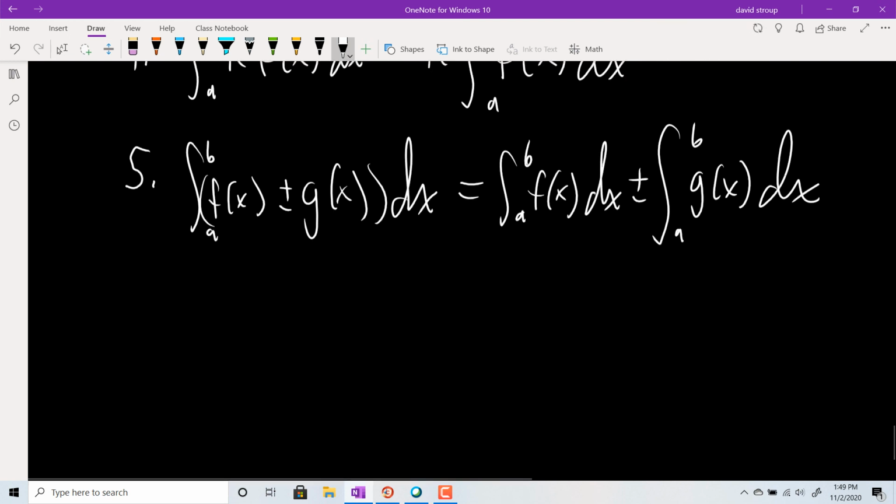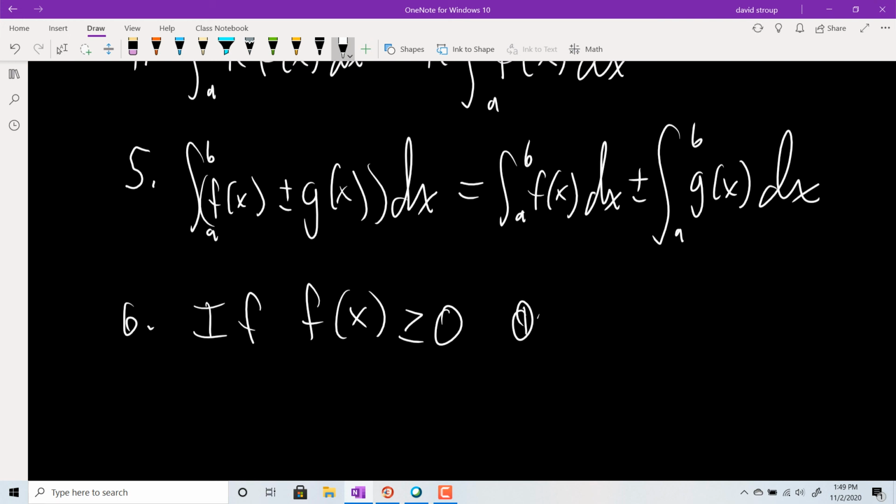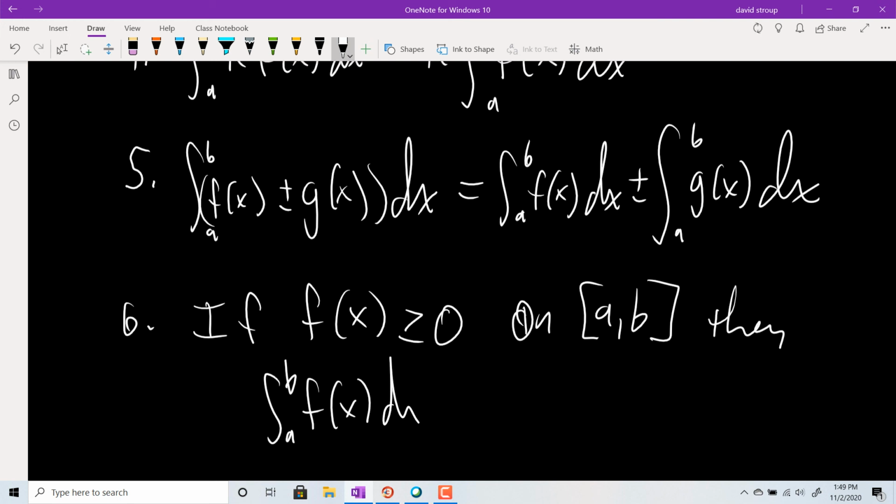What else? Some working with inequality statements. It'll come down to the idea that you can basically take the integral of both sides of an inequality, so long as it's the weak inequality, that'll work. If f of x is greater than or equal to 0 on your interval from a to b, then you could take the definite integral on both sides. The integral from a to b of f of x dx will be greater than or equal to the integral of 0, which is actually just 0.